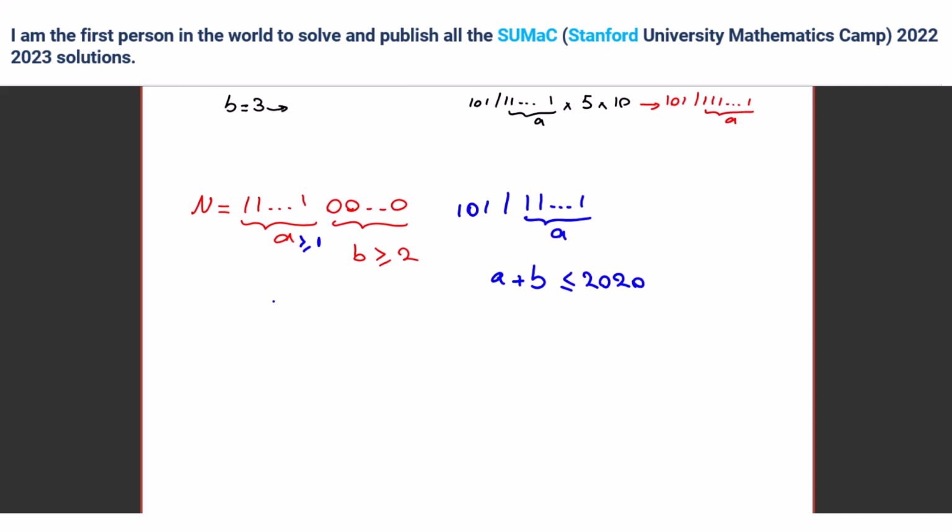Understand? You cannot have, for example, 1 1 0 0 0 then 1 1, because we shouldn't have 1 1 again. Okay? Here we have only two parts, ones and zeros. Okay, so A can be what?